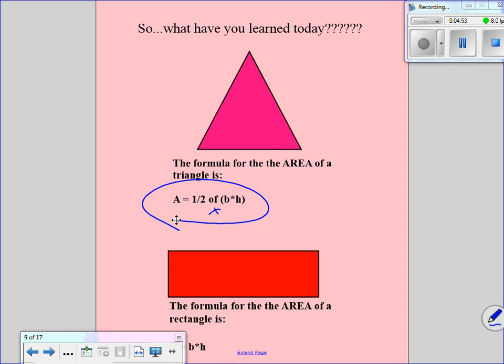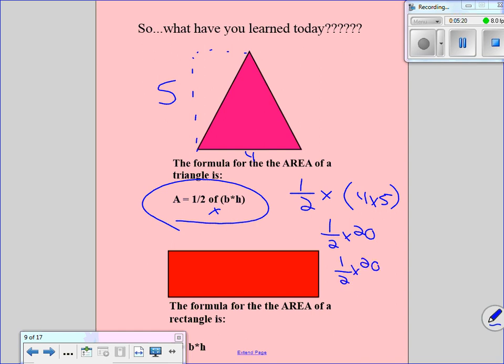Let's say this shape has a 4 for a base and has a 5 for a height. Watch how we would do this. Half of my base times my height. What does that equal? So then I'm going to go half of 20. Then I'm going to go half of 20 over 1.